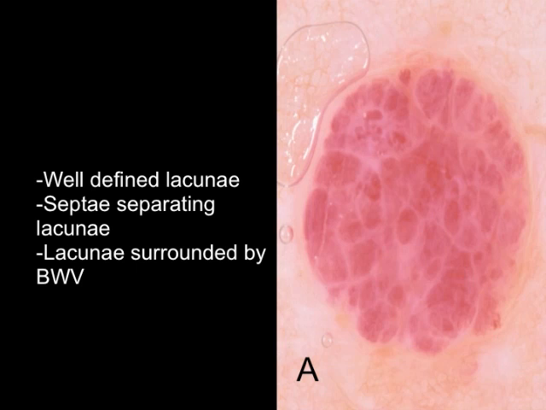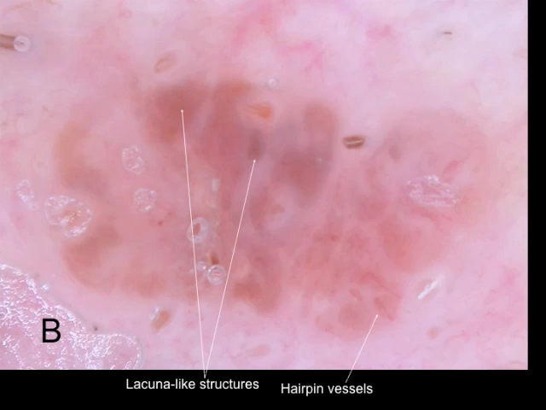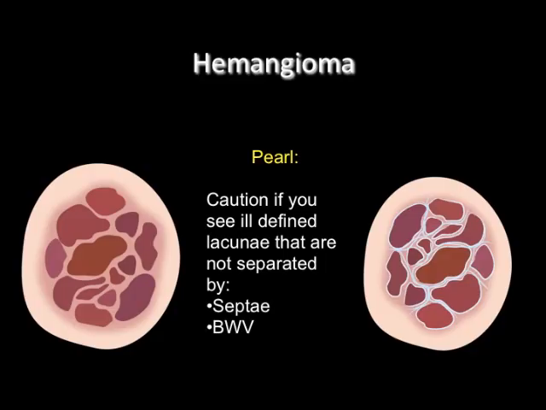Lesion A reveals well-defined lacunae separated by septae that have a blue-white veil-like color. The lacunae correlate with dilated vascular spaces. Lesion B has red blotches that can be mistaken for lacunae. However, some of these red structures have vessels within them, and thus they cannot be lacunae. In addition, there are no septae separating the lacunae-like structures. Lesions with lacunae-like structures that are not separated by septae should be viewed with caution.